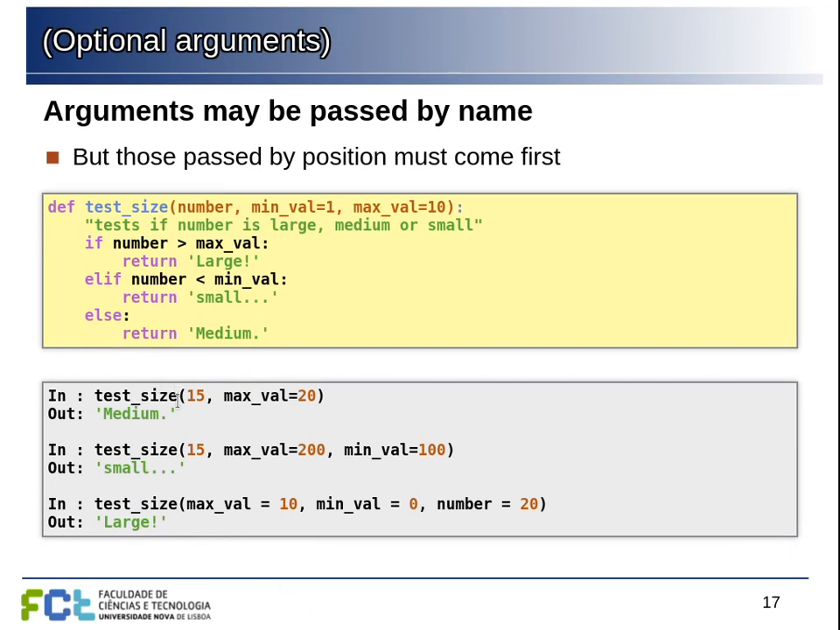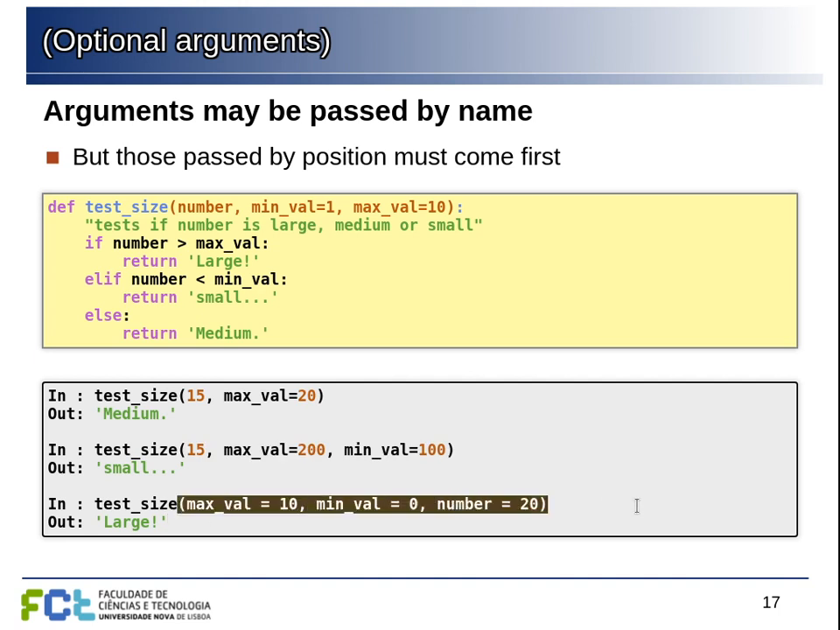For example, here we have 15 on the number. We don't do anything on the min val, but we say that max val is 20. Once we give a name here in the arguments, it must be the name of a parameter, then the argument value will be stored in that parameter. And we can do it like this. We can specify everything by name, and if we specify by name we don't need to worry about the order.